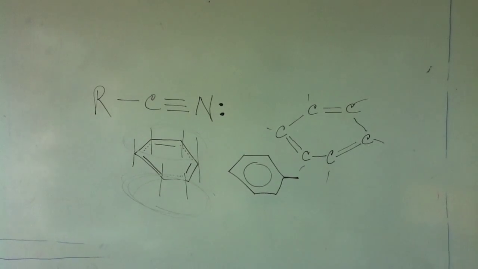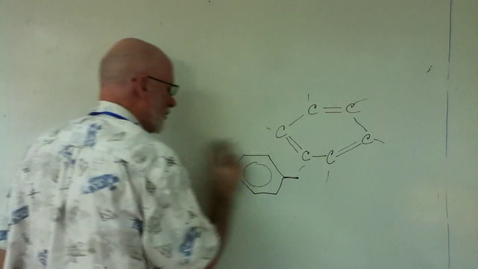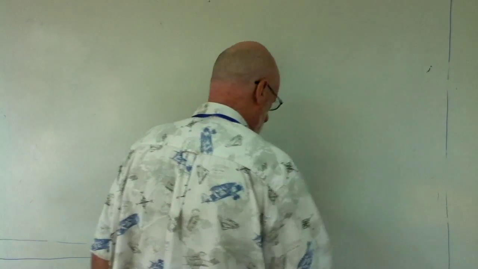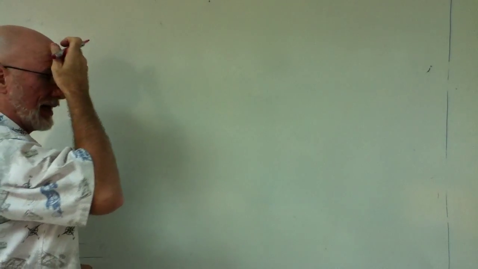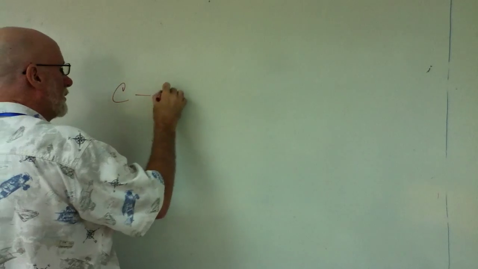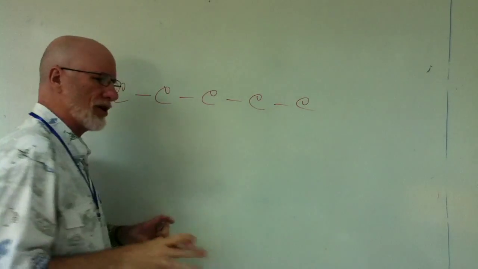Okay, let's look at naming some of these things. Now, how would you name something that looks like this? Let's say we have an alkane. But it's not a functional group.